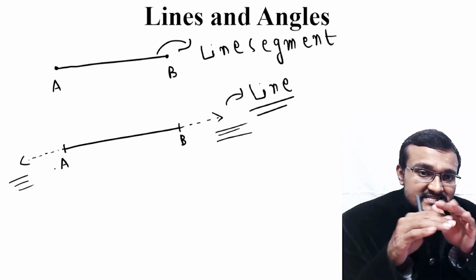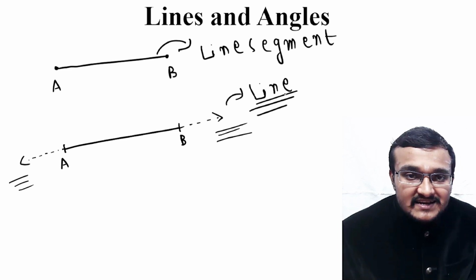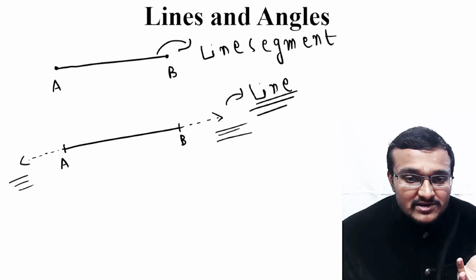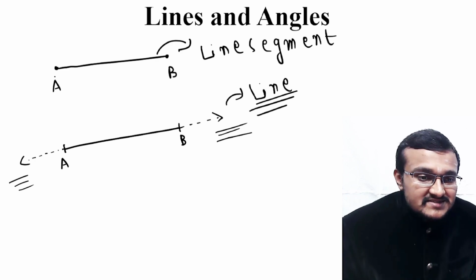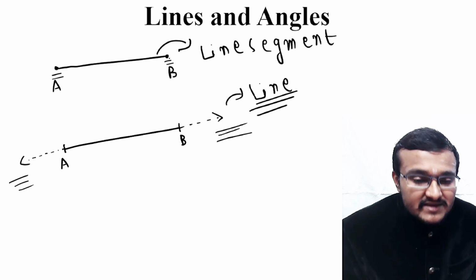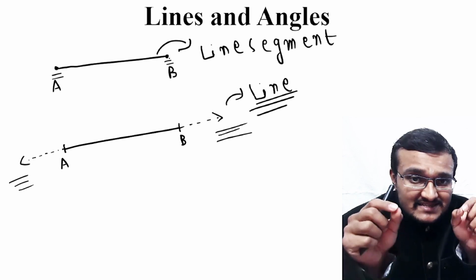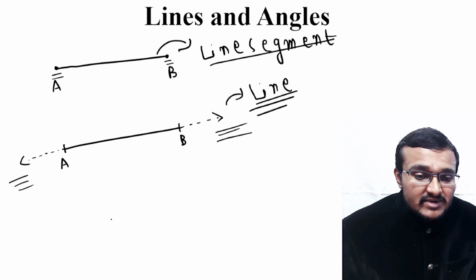If this particular line is extending infinitely on both the ends, then this can be known as a straight line, or simply you can call this a line. If a part of this line is taken and this particular line is ended at A and B, meaning this particular line has terminating points, then this can be known as a line segment.